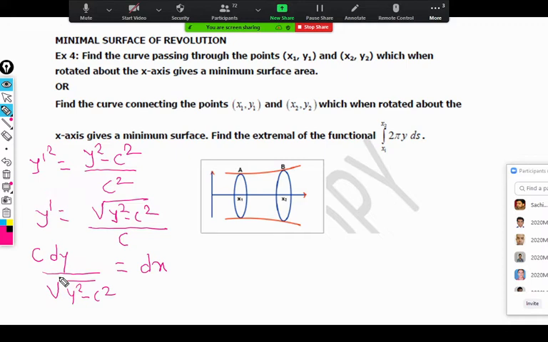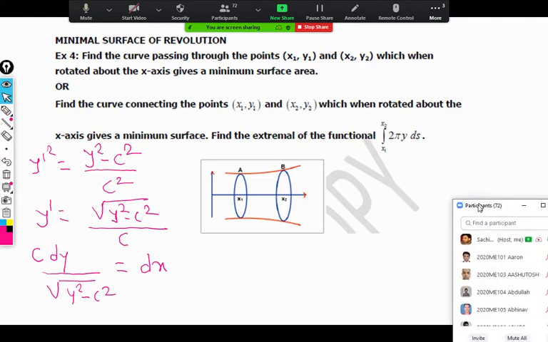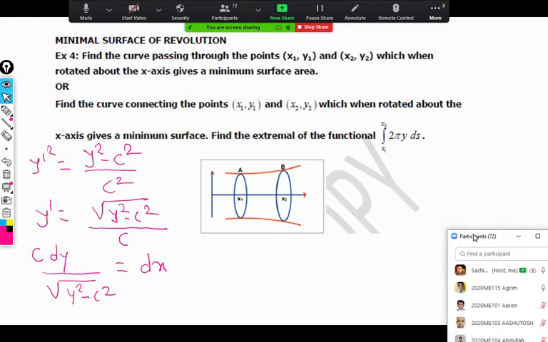Anyone? You can raise your hand. Sir, 1 upon 2c log of y minus c upon y plus c. I think it's not correct.